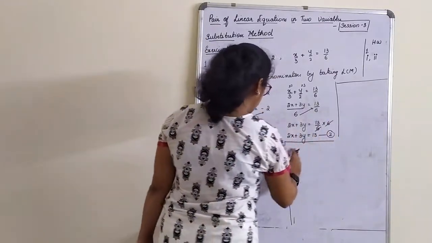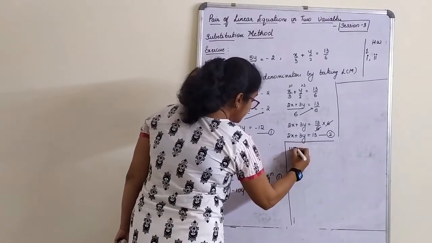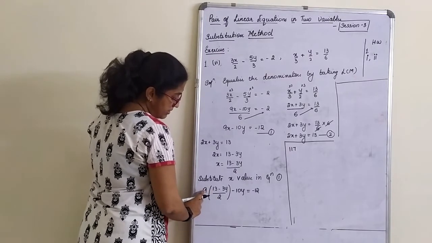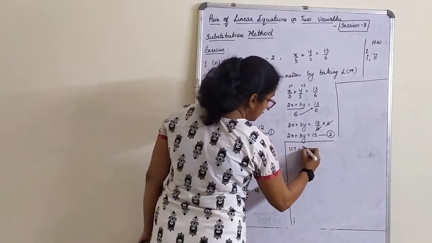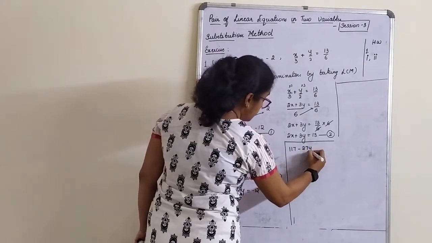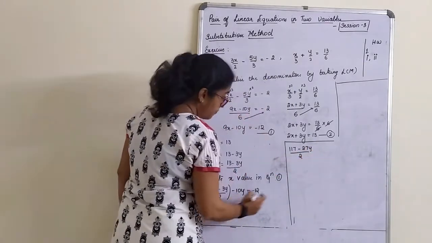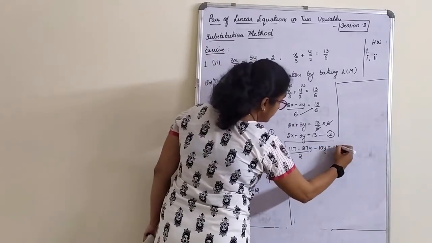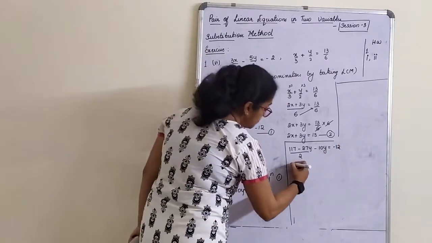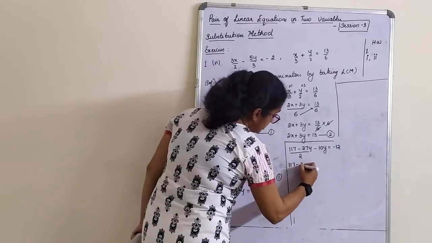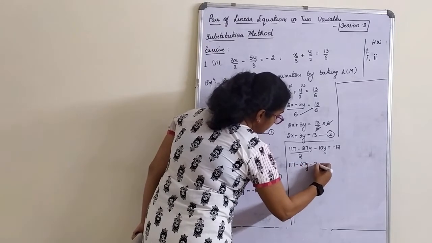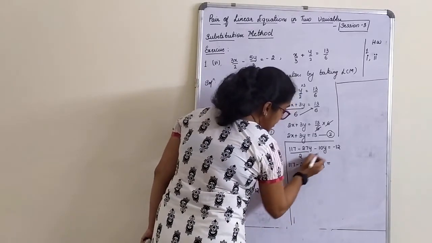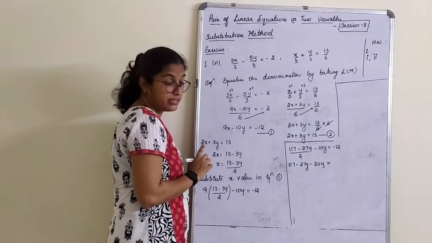9 13s are 117. We'll keep this 2 as it is. Only we will multiply with 9. 13 9s is 117. 9 3s is 27. Minus 27y divided by 2 minus 10y is equal to minus 12. 2 is the LCM. 117 minus 27y minus 20y is equal to, after taking LCM, this 2 will go this side, skipping one step there.